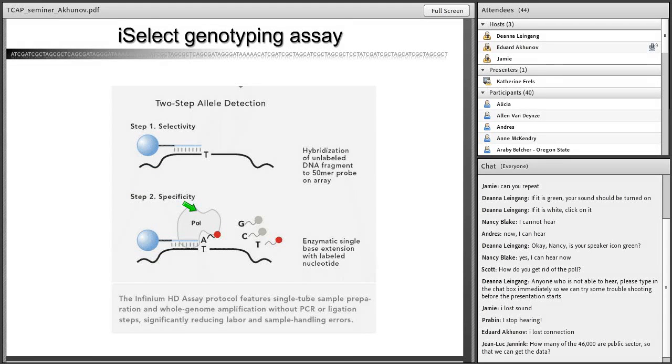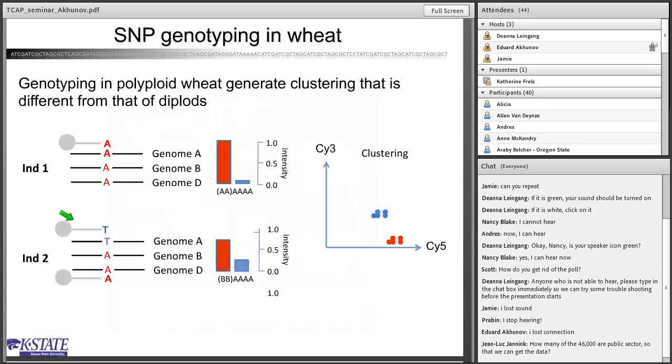This is how the iSelect genotyping assay works. Usually for each SNP, we design only one oligonucleotide probe that is then extended by the DNA polymerase, and the nucleotide bases here are fluorescently labeled, and depending on which nucleotide is incorporated, you may use the fluorescence intensity for genotype calling.